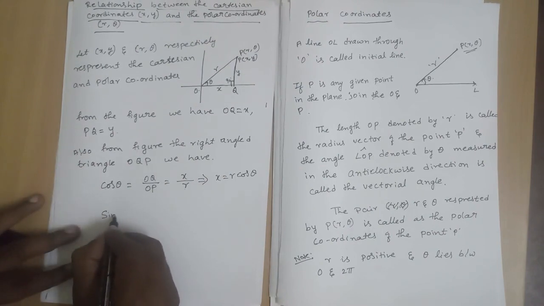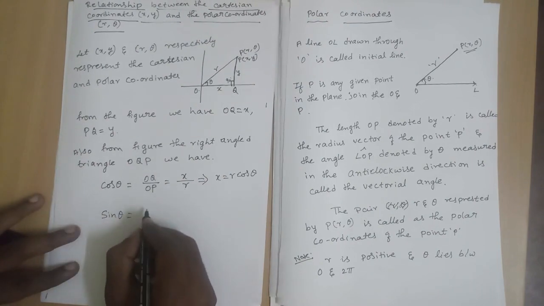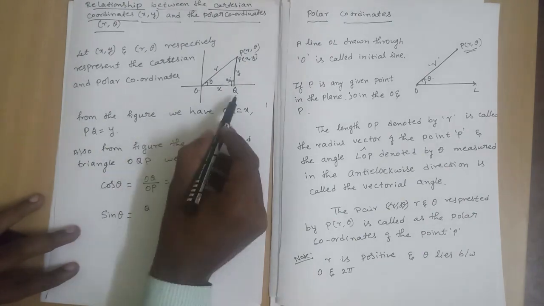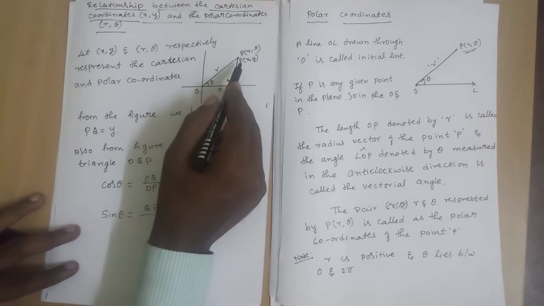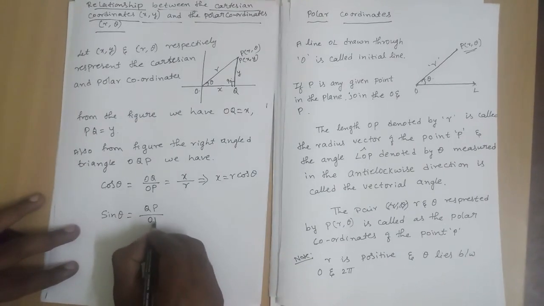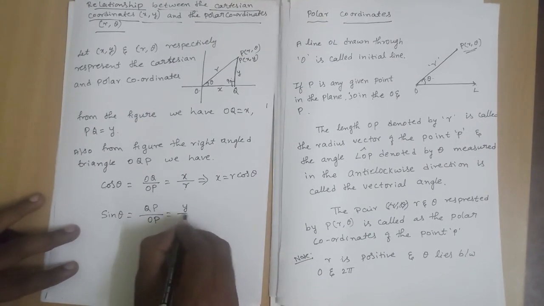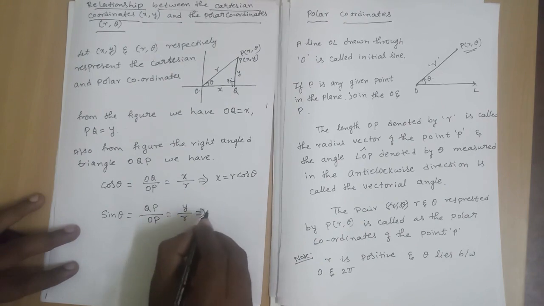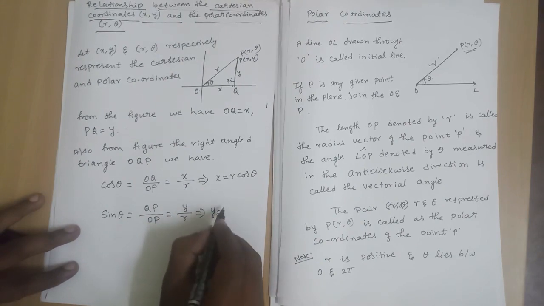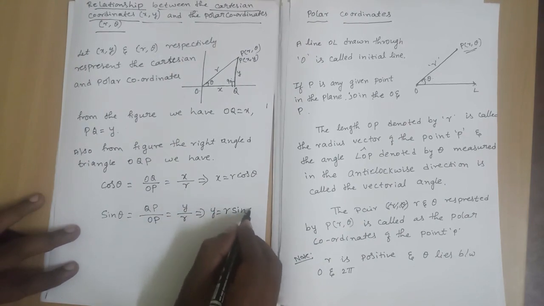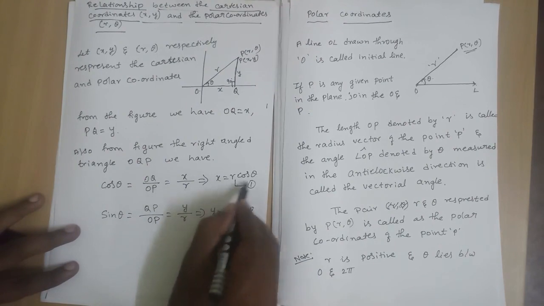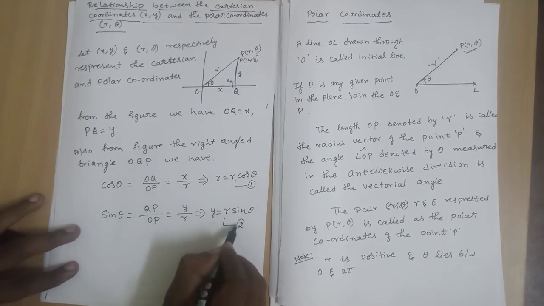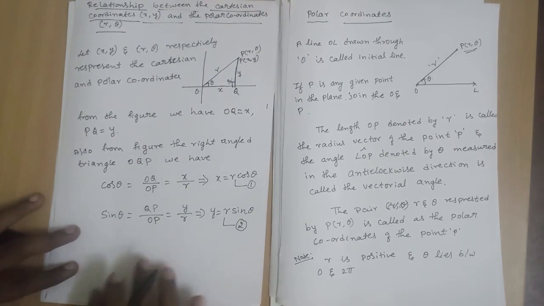Similarly sin theta equals QP divided by OP, so y by r. So this implies y is equal to r sin theta. I call the first one equation 1 and this equation 2.